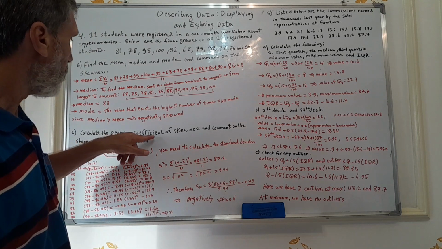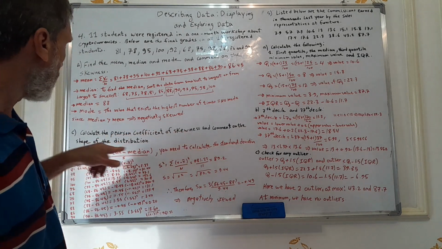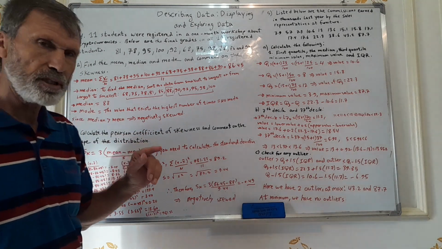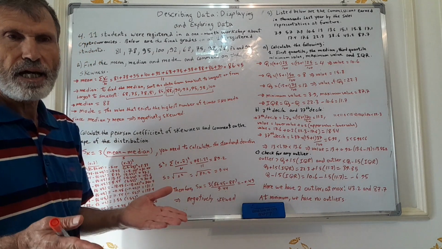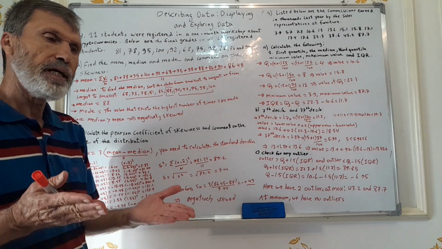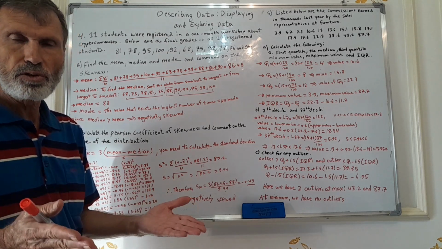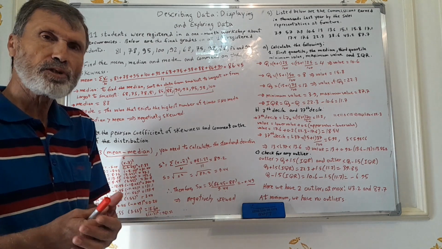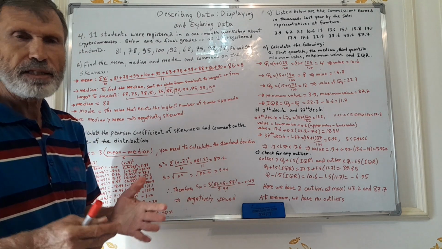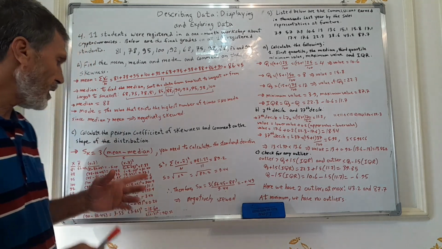Calculate the Pearson coefficient of skewness and comment on the shape of the distribution. Of course, here we're trying to verify that actually we have a distribution that is skewed to the left. So what we do, we just calculate the Pearson coefficient of skewness. And the formula is here.